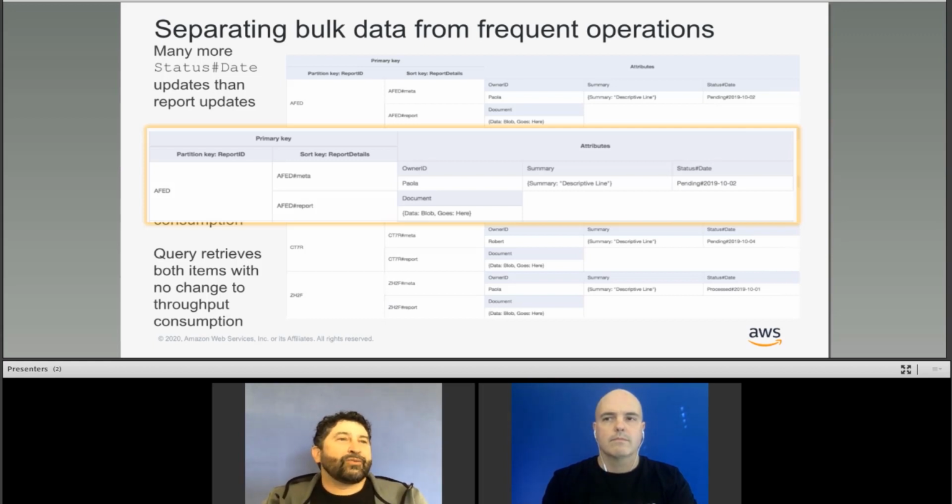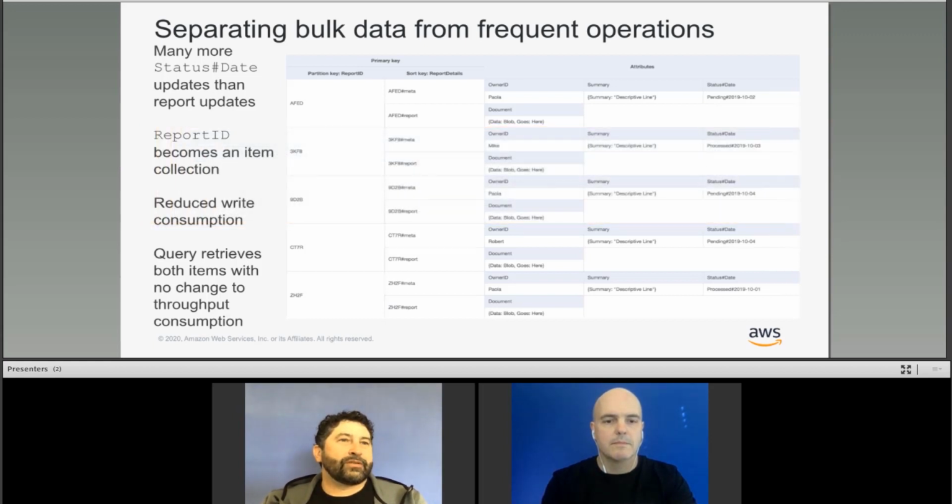This just gives us more flexibility, and the nice thing about breaking this into a collection of two items is that when we want to, we can still go and read that item collection, get the metadata and the report itself, and the query is going to aggregate those sizes and round up for the read. So it saves us on the write consumption, and it doesn't cost us anything more on the read side of things.